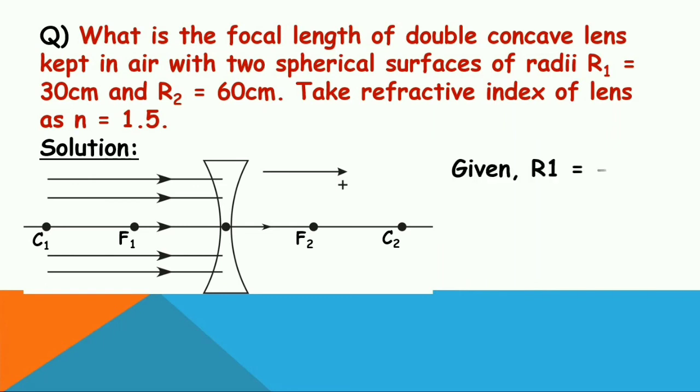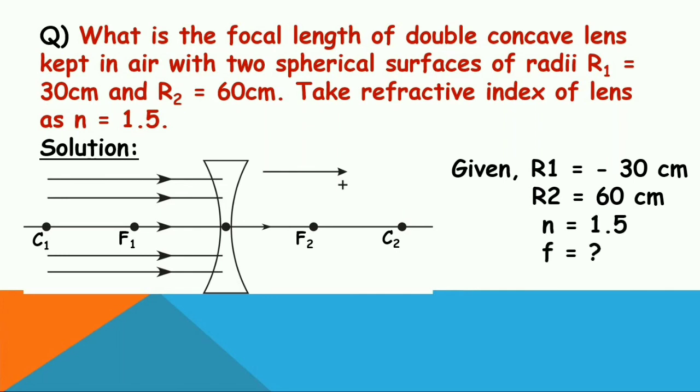Simple. So given R1 is equal to minus 30 centimeters. In the question it is given as only 30, but it is measured towards the left hand side, while the ray direction is on the right hand side. So they are in opposite directions, and we should take it with a negative sign. R2 as usual is 60 centimeters, n is equal to 1.5, and we need to find the focal length f.